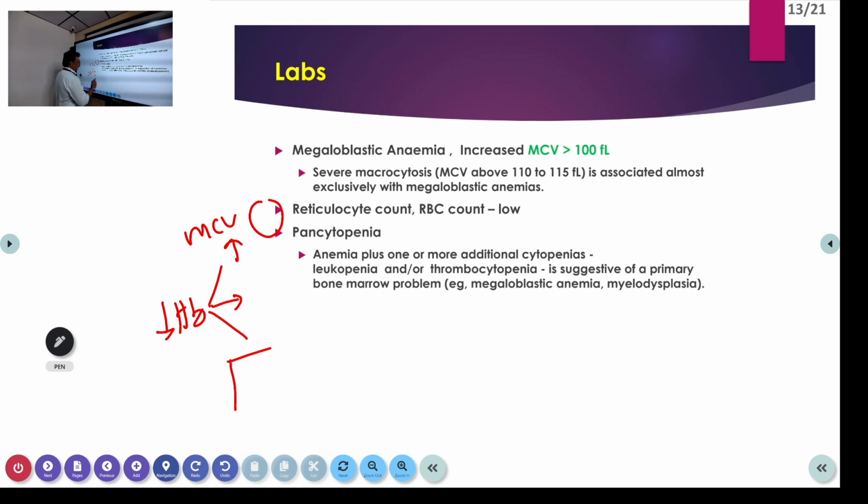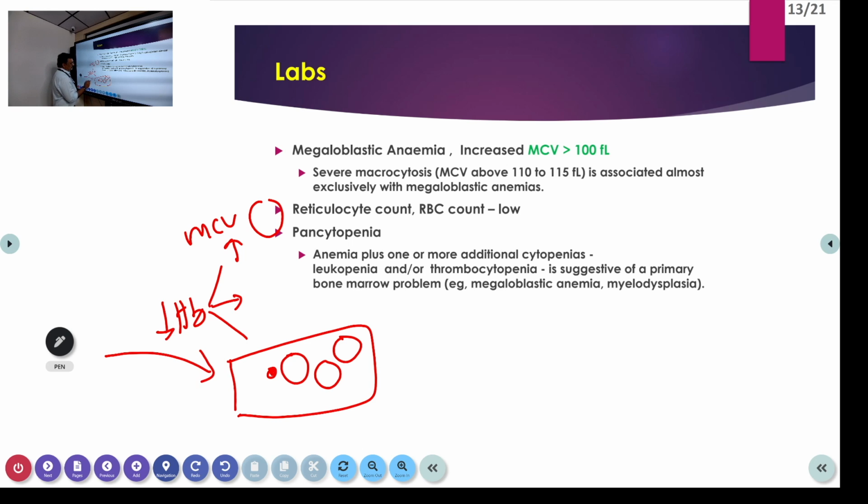Then you will see the peripheral blood smear. In peripheral blood smear, you can see the cells are larger. The RBCs are larger compared with the normal RBC. Reticulocyte count, RBC count are low. Pancytopenia can also be there because B12 deficiency can produce total reduction in the bone marrow production. So anemia can be there, neutropenia can be there, thrombocytopenia can be there. So all these findings can be there in patients who have B12 deficiency.